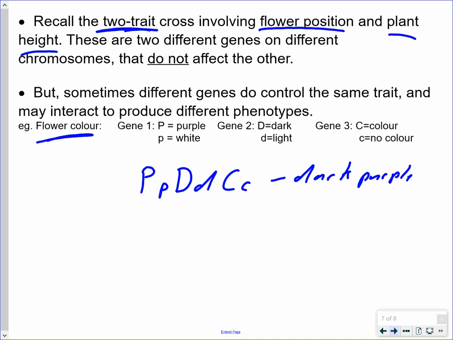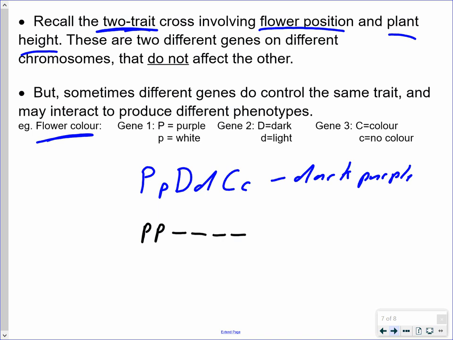But it's with the white that we can get a number of different possibilities. So we can get a white flower by, of course, having 2 lowercase p's. It doesn't really matter what the next 2 letters are for the D's because you can't have dark and light white in color. It is just going to be white in color. And it doesn't matter also what the ones are for the C.